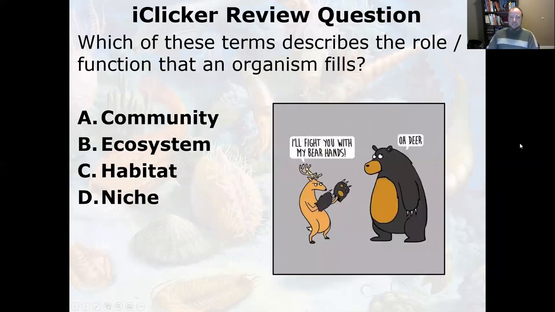All right, so iClicker review question. Obviously the iClickers are not going to work because everyone is working at different times here, but I still want to do something like it. Which of these terms describes the role or function that an organism fills? What's an organism's job? Is it community, ecosystem, habitat, or niche? Think back to last Wednesday's lecture. Which one of those is the organism's job?